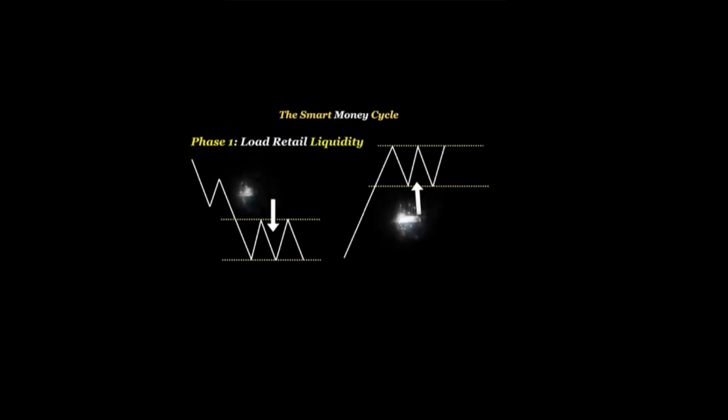Load liquidity. This is the accumulation stage. Price consolidates in a tight range, nothing dramatic, just quiet movement. But beneath that calm surface, liquidity is being gathered. Retail traders stack stop losses below the range, while breakout traders place buy stops above it. Little by little, liquidity builds on both sides, creating the perfect setup for a trap.